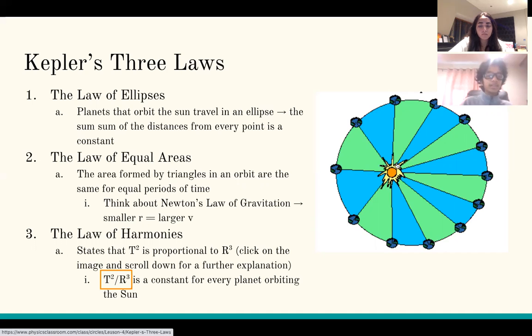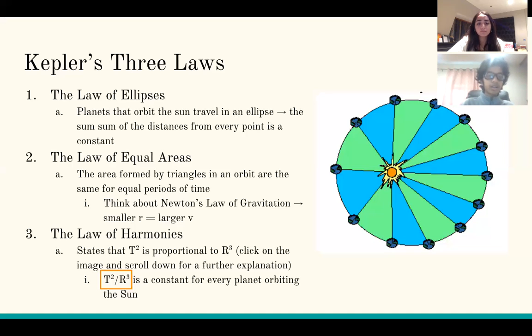So what that says is basically at any time the same area will be swept out, or by Newton's law of gravitation, a smaller radius means that if you're closer to the sun, you have to travel faster, and if you're further from the sun, you'll travel slower to sweep out the same area. That's also related to the law of conservation of angular momentum, but that'll come in a different lecture.